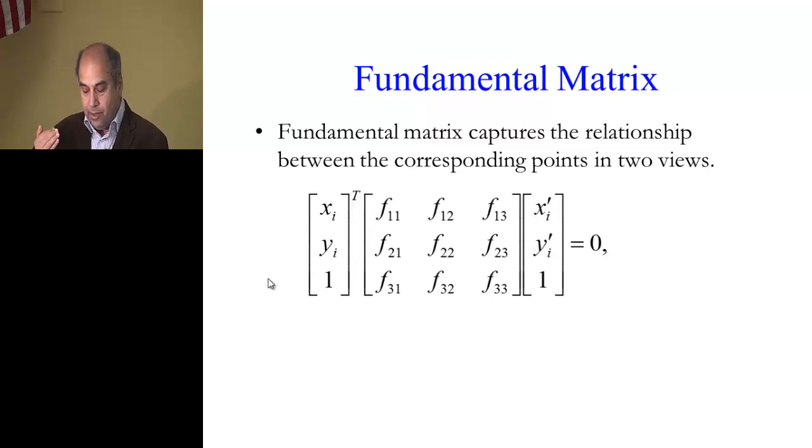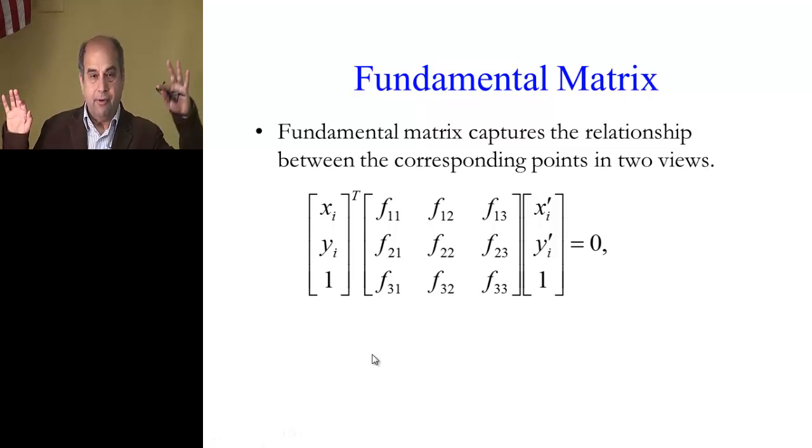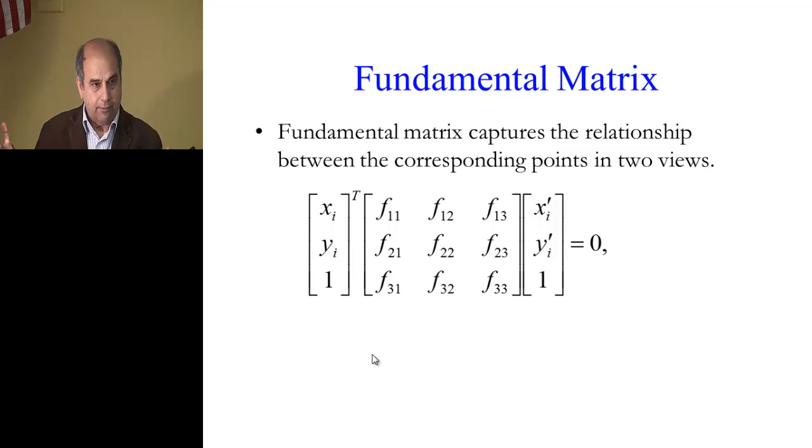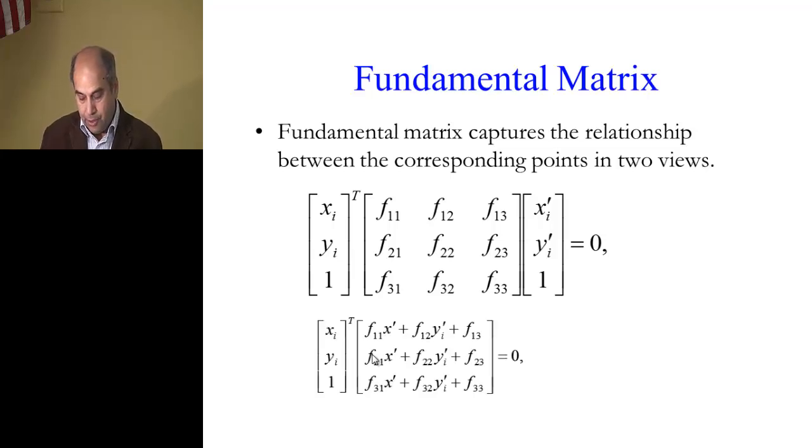Now, using this fundamental matrix relationship, we have a vector in, say, the left camera, the corresponding point in the right camera, and then we have these nine unknowns. So our aim is to find these nine unknowns given two images. So you find Harris points here, Harris points here, find the correspondences, and then estimate these nine unknowns. And that will do a lot for us. So how do we do it?